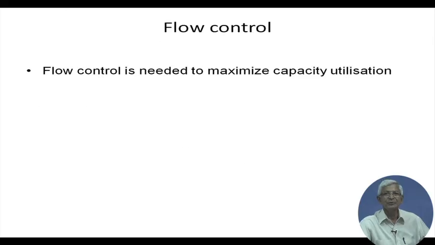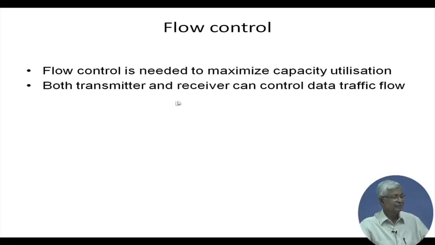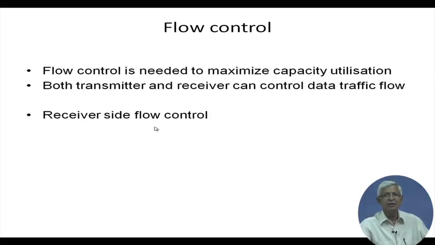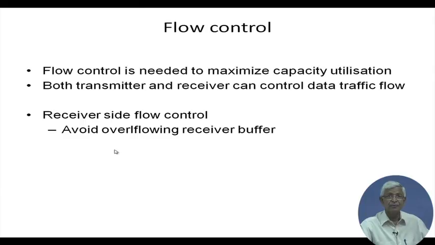Okay. Now, let us go to another important issue, which is called flow control, which is very important. Flow control is needed to maximize the capacity utilization. Both transmitter and receiver can control the traffic. Receiver side flow control is to avoid overflowing the receive buffer. If the receive buffer is full, not yet read properly, and then more data has come, it will overflow. So, the receiver has to stop that.